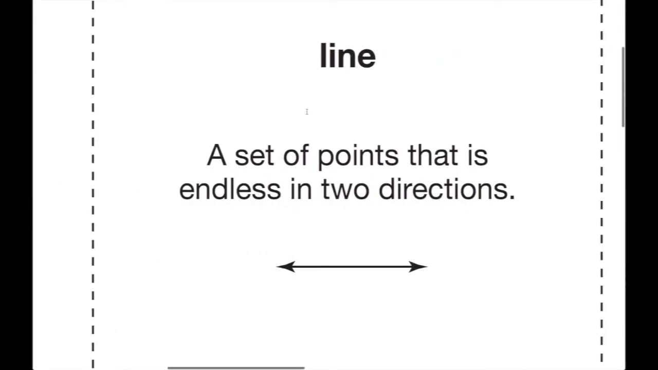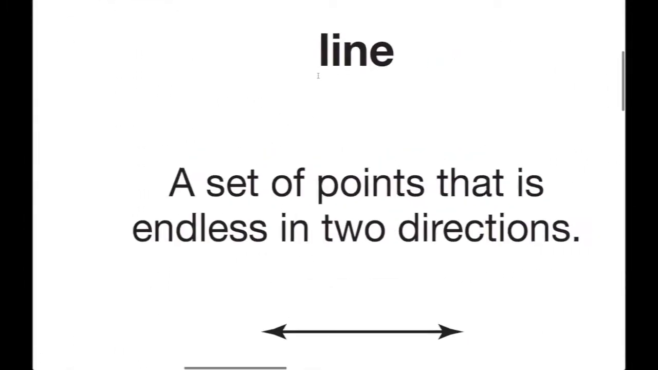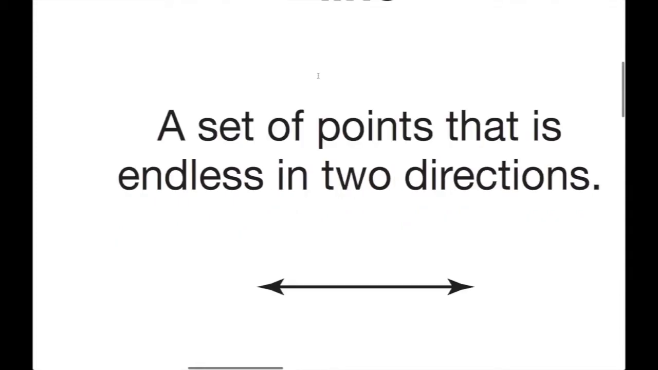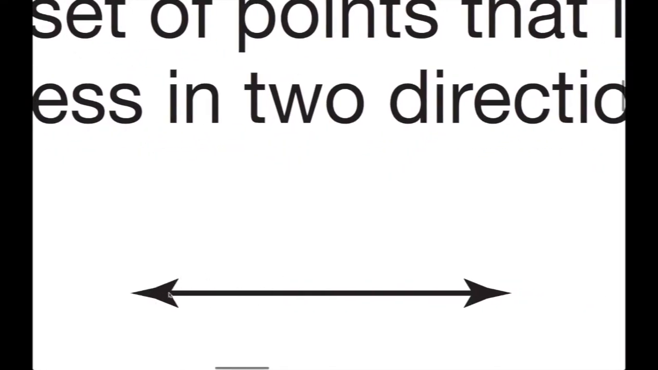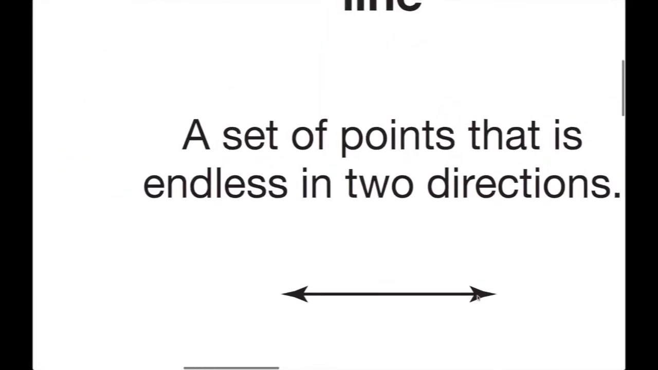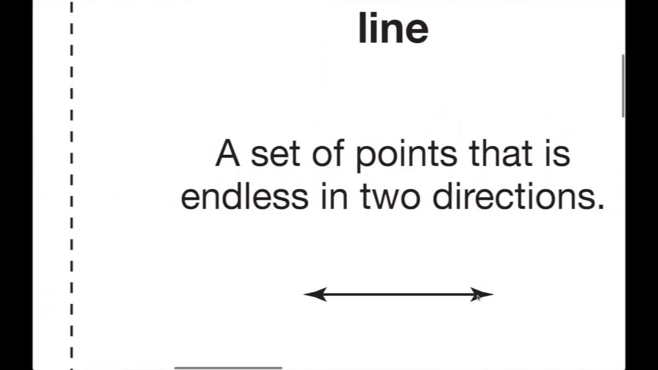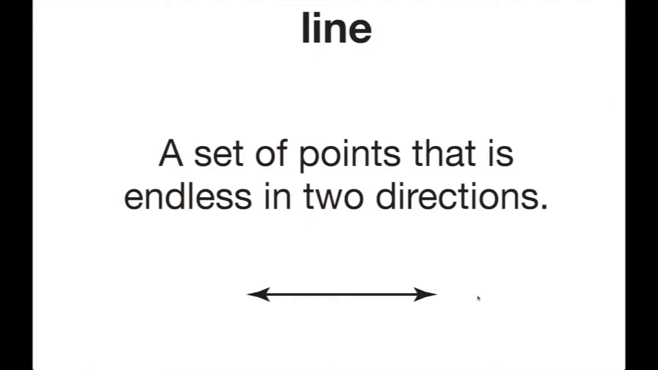As opposed to a line, which just keeps going, okay? A line is a set of points that is endless in two directions. You can see that the arrows are on either side. When you see the arrows on either side, that means it keeps going infinitely. So it'll just keep going and going and going. So that's a line, recta.